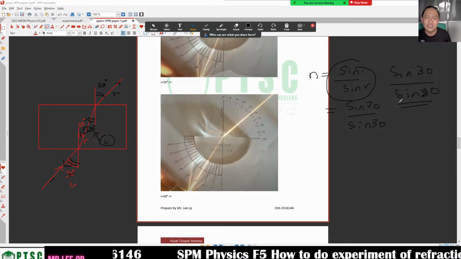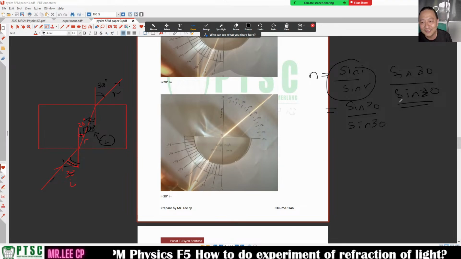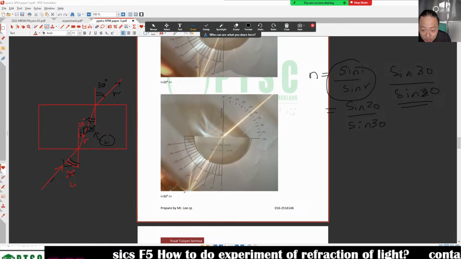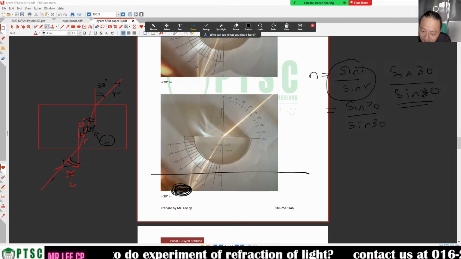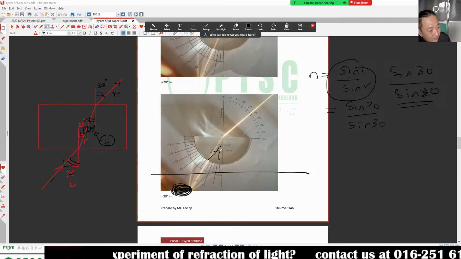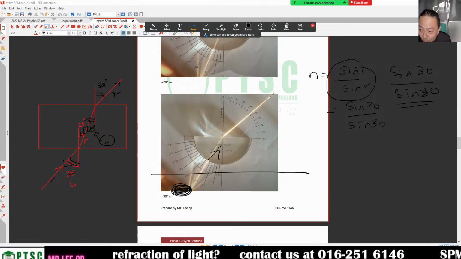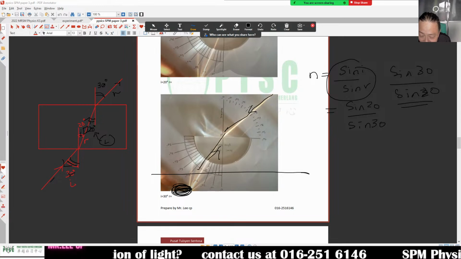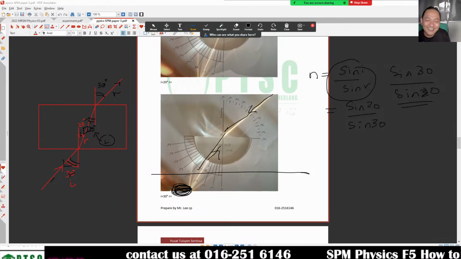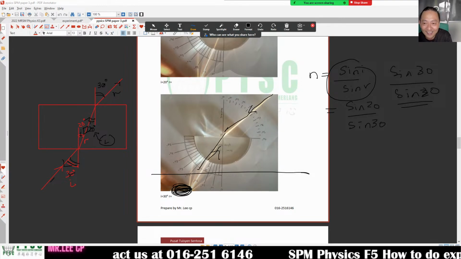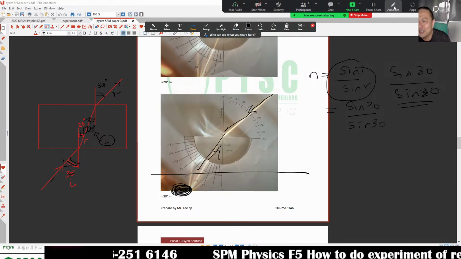Now, which one is I, which one is R? I don't care. No one cares. Now I ask you, you don't see this one, I cut it. Now tell me, this is I or R? You tell me I. Why not you say this one I, this one R? Same. I and R is the same thing, just an angle only. I is R, R is I.